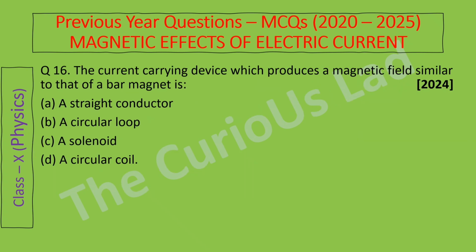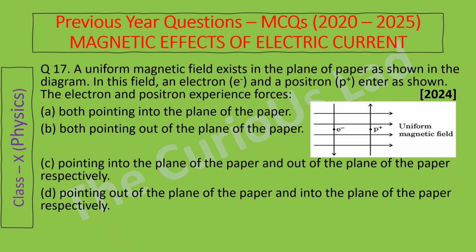Next question, 16th question. The current carrying device which produces a magnetic field similar to that of a bar magnet is: option A, straight conductor; option B, a circular loop; option C, a solenoid; or option D, a circular coil. And the correct answer is option C, a solenoid. Moving on to the next question, question number 17.